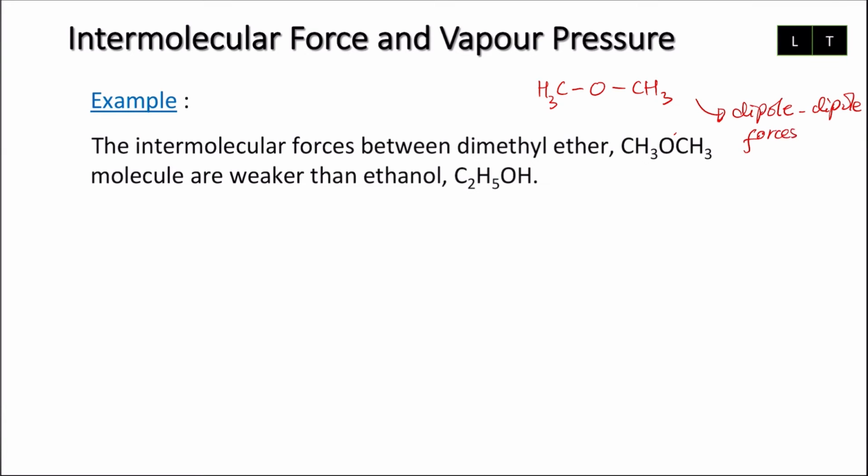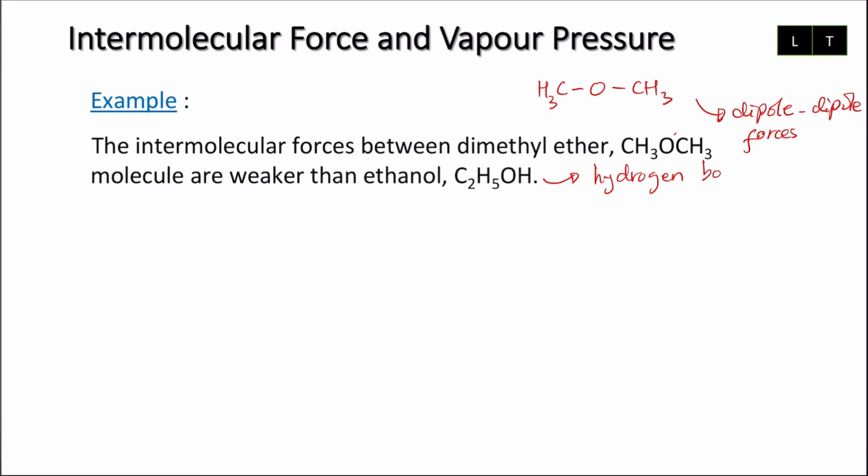Seterusnya, kita lihat pula untuk ethanol. Ethanol, awak boleh nampak dengan jelas. Hidrogen ini bonded kepada electronegative atom iaitu oksigen. So of course, ethanol can form hydrogen bonding.